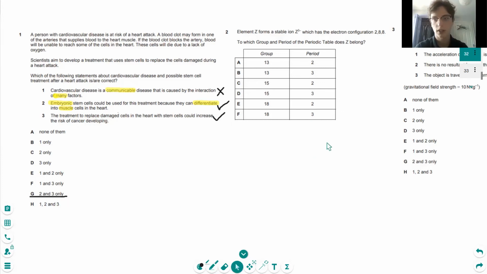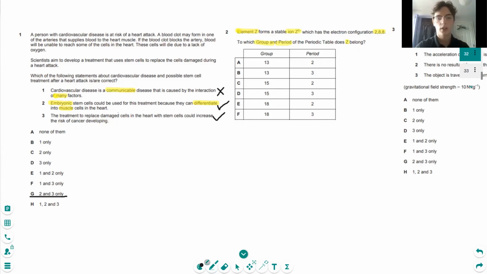The last question we're going to look at today is a chemistry question, and it is that element Z forms a stable ion Z3- which has the electron configuration 288. So Z forms a stable ion, meaning a charged particle, Z3-, which has this electron configuration. To which group and period of the periodic table does Z belong, not Z3-?